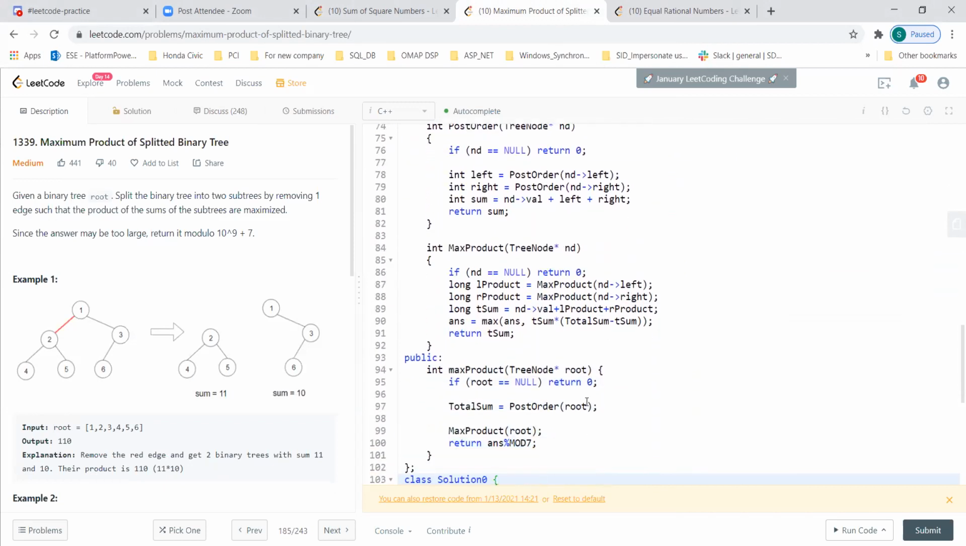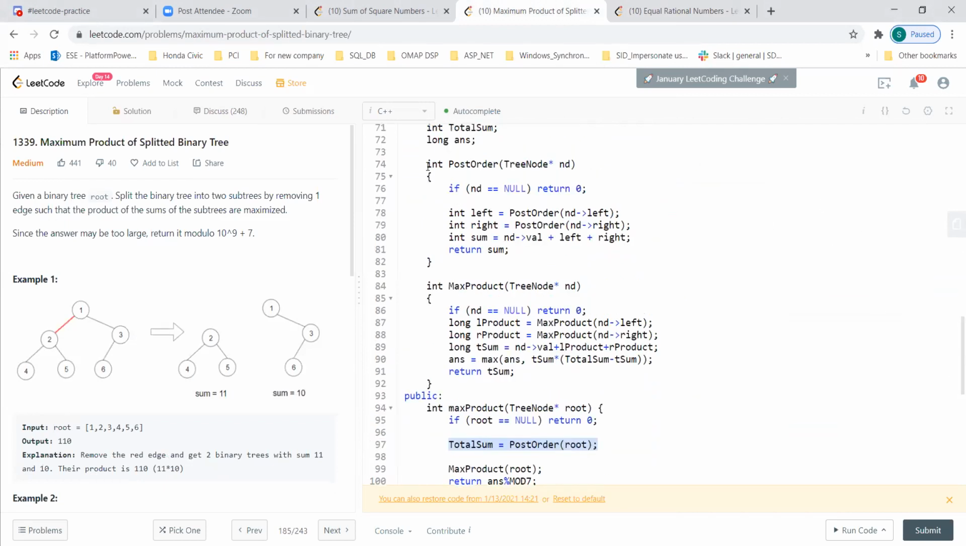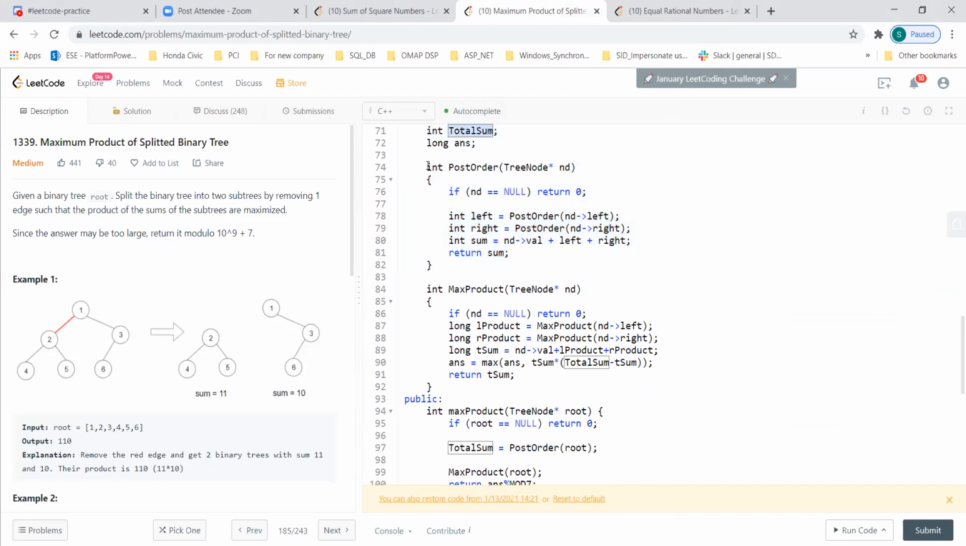So this is your function signature, right? Max product. So first you get your total sum using post order. You don't use any array. So this is that post order, and this is my total sum. So I just go in the post order, left, right, and then the sum of the root value, left and right, and then sum. You keep on returning. So therefore, your total sum will be the sum of everything.